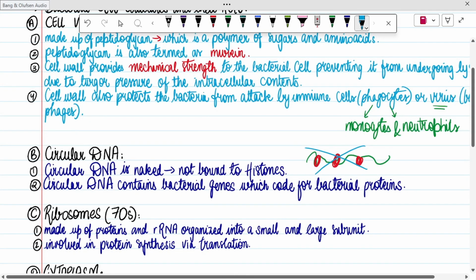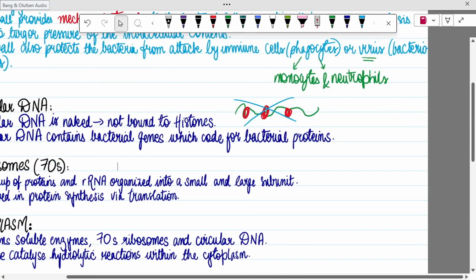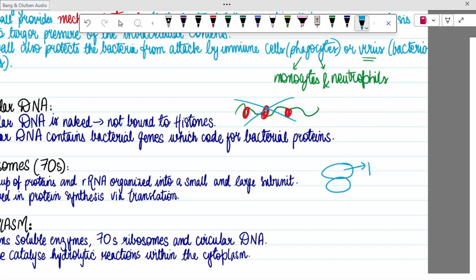And your circular DNA contains bacterial genes, obviously, which code for bacterial proteins. ये तो basic सी बात है. Now you have 70S ribosomes, exactly the same as the ones in your eukaryotic cell. एक large subunit होता है and एक small subunit होता है, and each subunit contains protein and RNA.